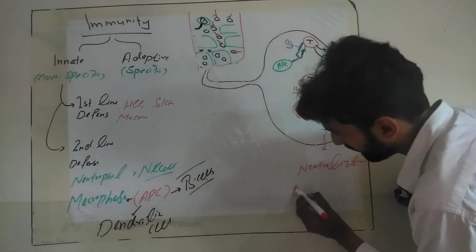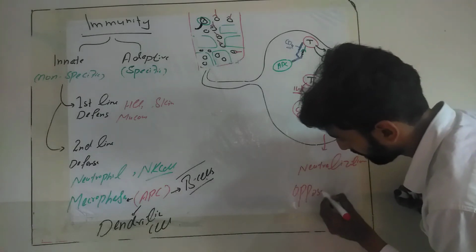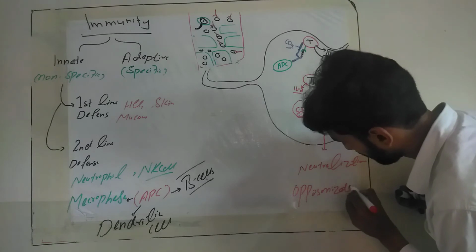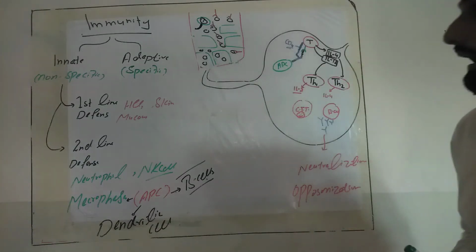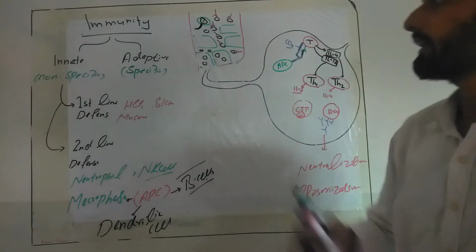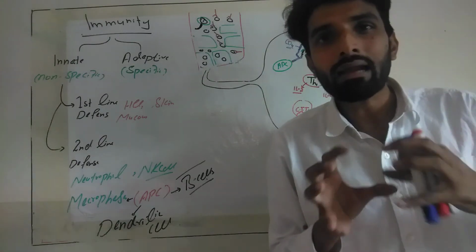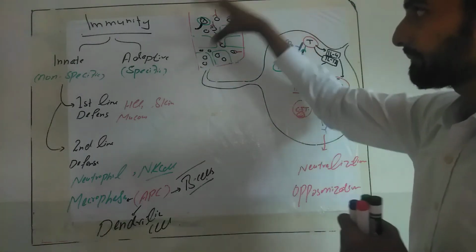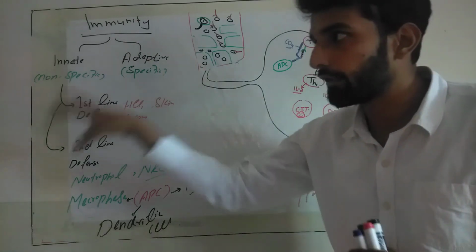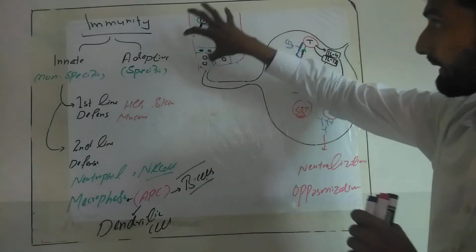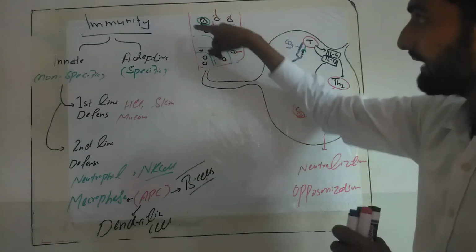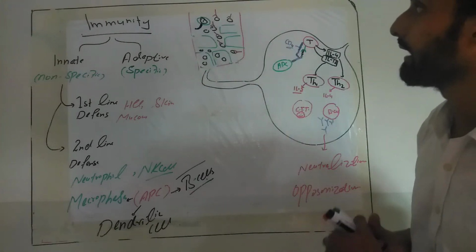And opsonization. What is opsonization? They will neutralize their effect, and in opsonization, when they act on a pathogen, they act like a sweet candy. They will attract other nearest phagocytes, the nearest macrophages and neutrophils, to engulf these pathogens.